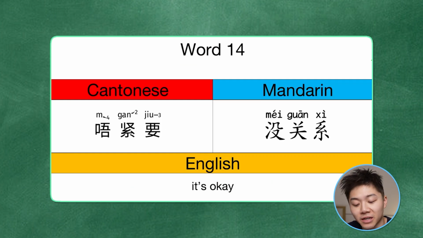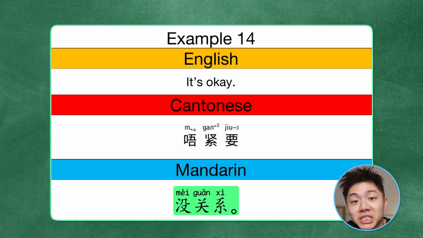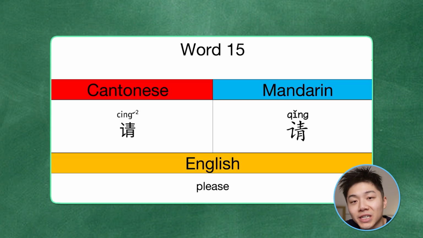Next, word 14. In English, it's okay. Not a big deal. In Cantonese, 唔緊要. It's okay, not a big deal. In Mandarin, 没关系. Example in English, it's okay. It's fine, not a problem. That's basically what it's expressing. Like, not a big deal. In Cantonese, 唔緊要. In Mandarin, 没关系. Just an expression.